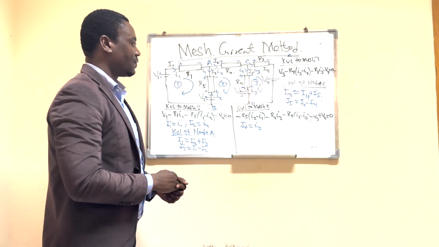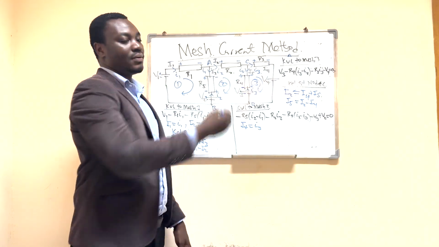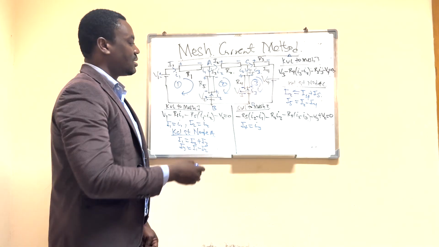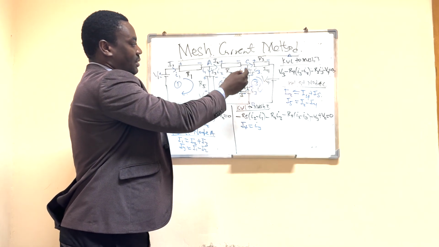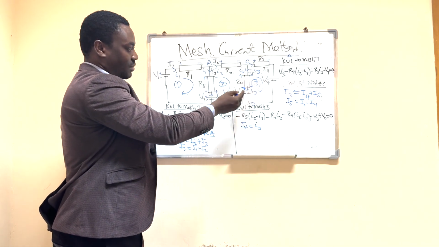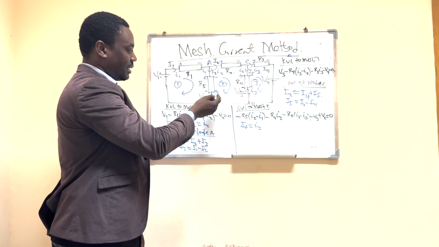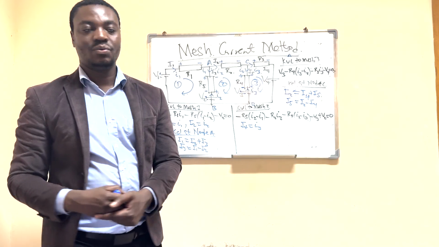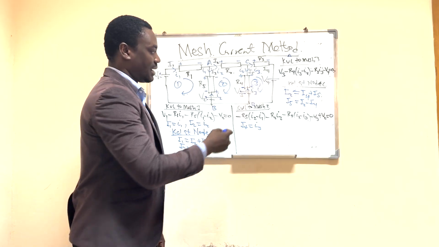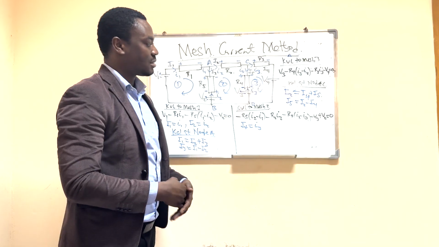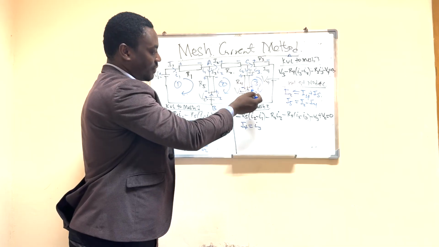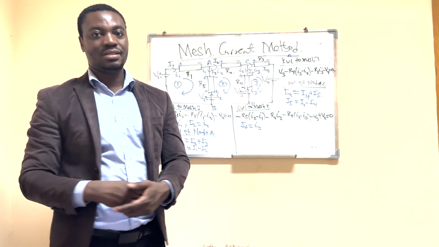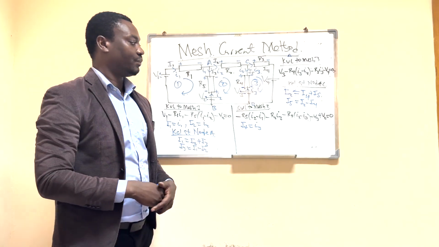Then we do the same thing for I2. It's going through all the resistors in mesh 2. So it enters here plus minus, here plus minus, and here plus minus. Then we do the last one, mesh current I3. For mesh 3, we have plus minus. Then we have here plus minus on this resistor as well.